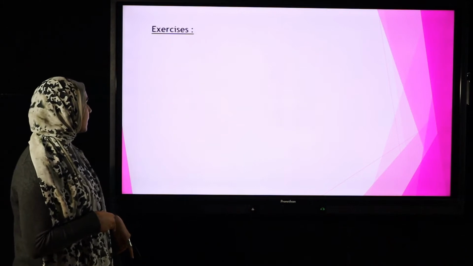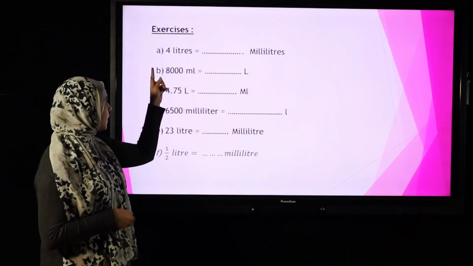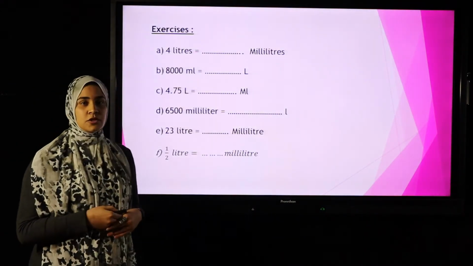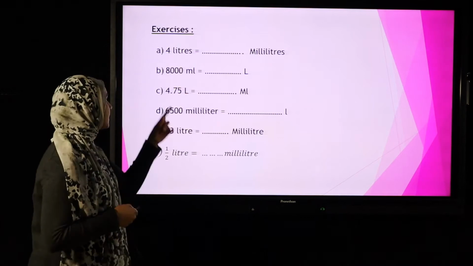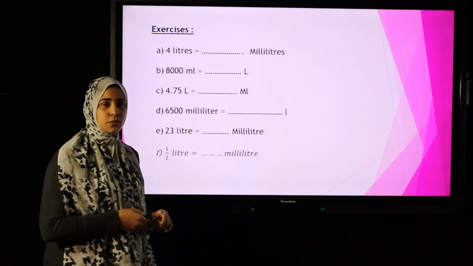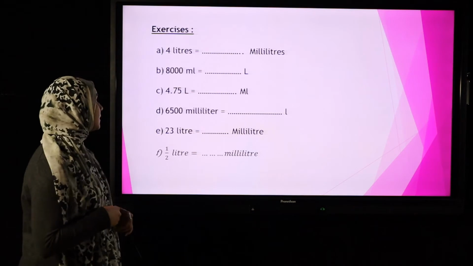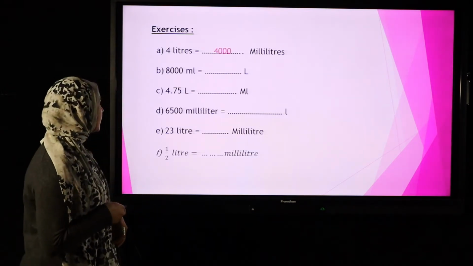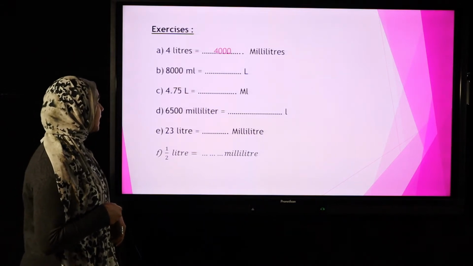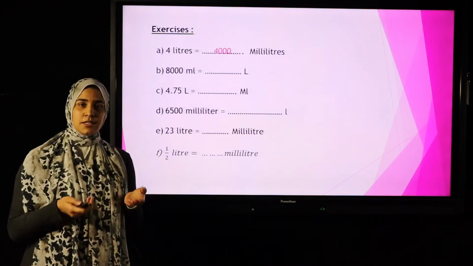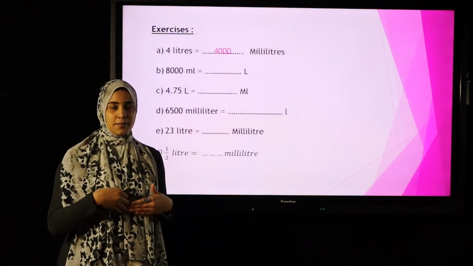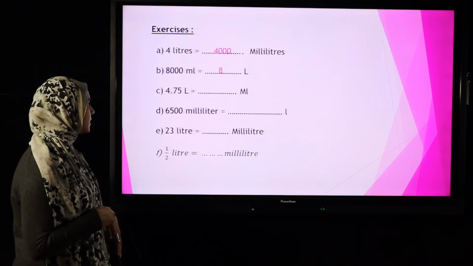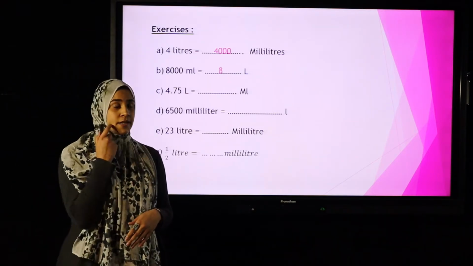Let's see some examples here. If we are here at A, 4 liters is going to be equal to how many millimeters? Of course, liter is the bigger one, millimeter is the smaller one, so we are doing multiplication. Multiply by 1,000, we are going to get 4,000 as a result. Next for B, we have here 8,000 millimeters. From millimeter to liter, it's division. Why? Because we are going from a smaller one to a bigger one. We are going to divide by 1,000 again, so the final answer is 8 liters.